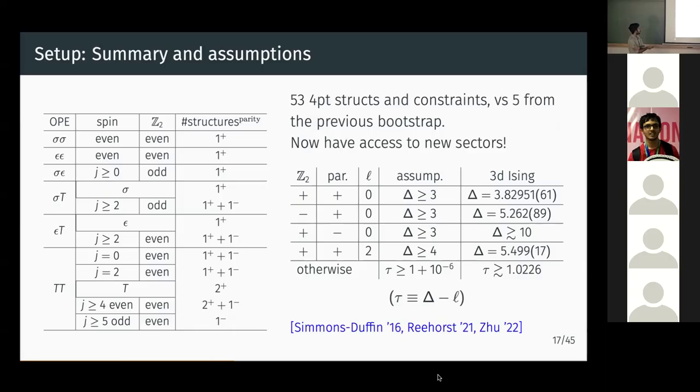And finally, we impose a small twist gap for every other sector that's not included. We just say that the scaling dimension has to be just a little bit more than a twist of 1. And this is, again, pretty conservative because we know that it should be around 1.022.